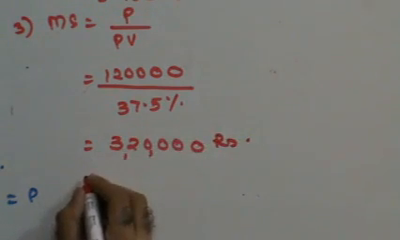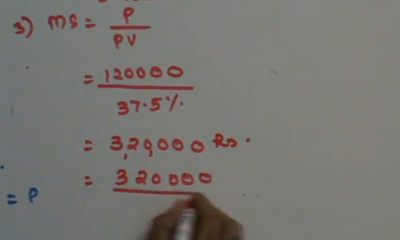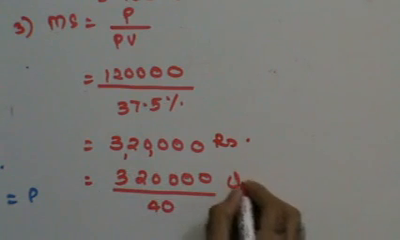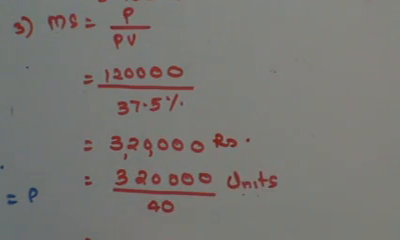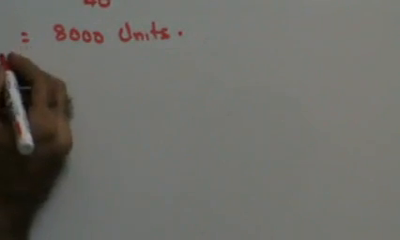In terms of units, divide this by selling price per unit. Remember, whenever you want to convert amount into units, always divide by selling price per unit. So many units. Someone please help me get this. 8,000 units. So my margin of safety is 8,000 units. First part of the sum is done. Next part of the sum.